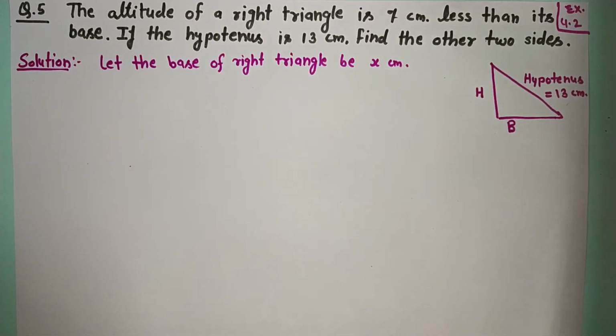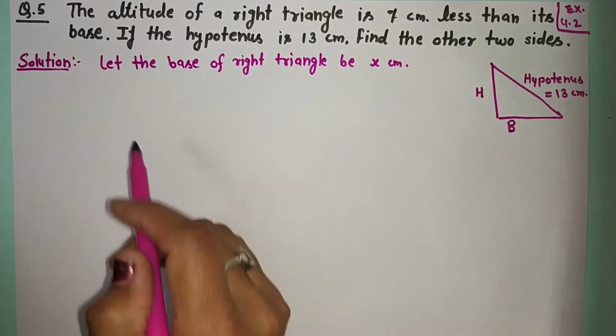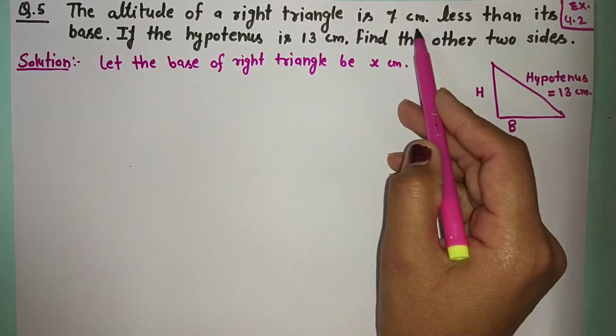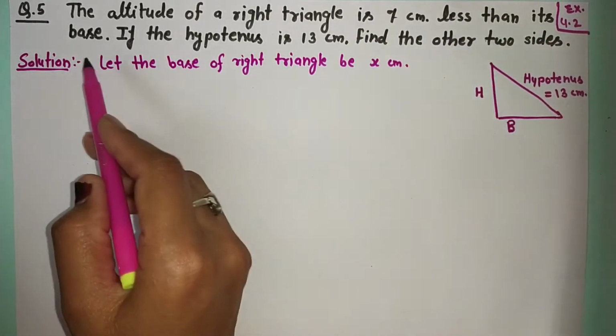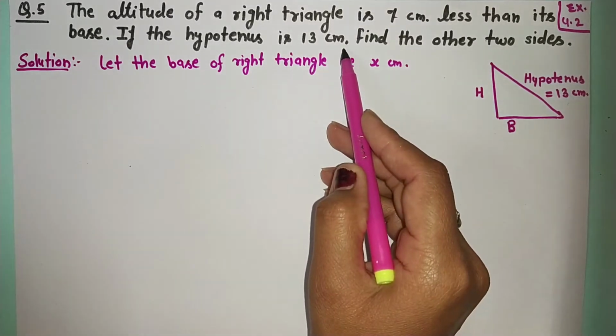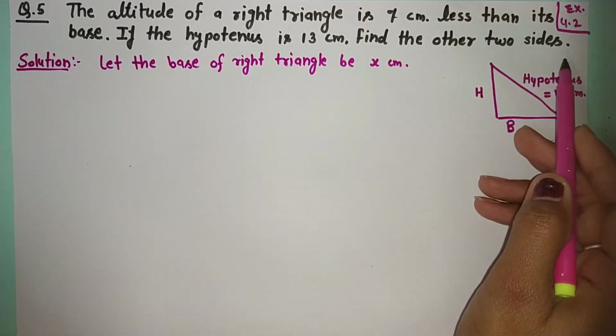Everyone, today we solve question number 5 of exercise 4.2. The question is: the altitude of a right triangle is 7 cm less than its base. If the hypotenuse is 13 cm, find the other two sides.